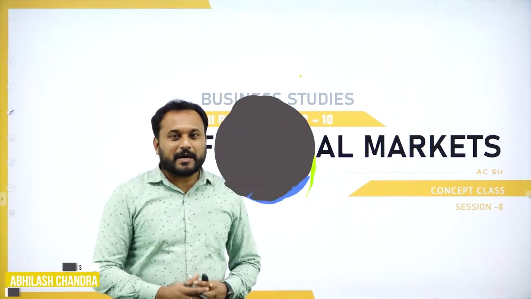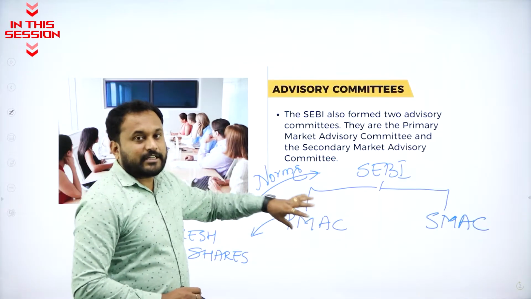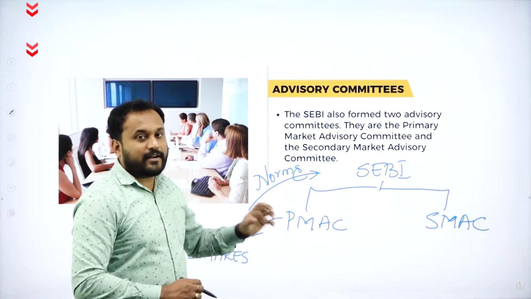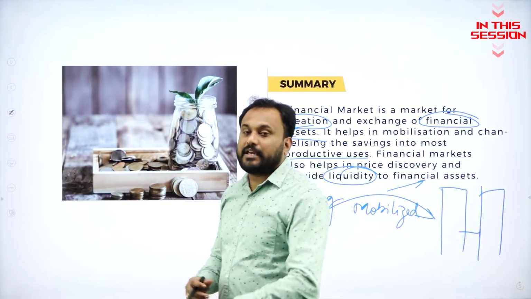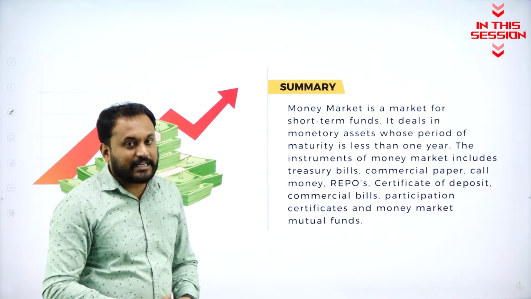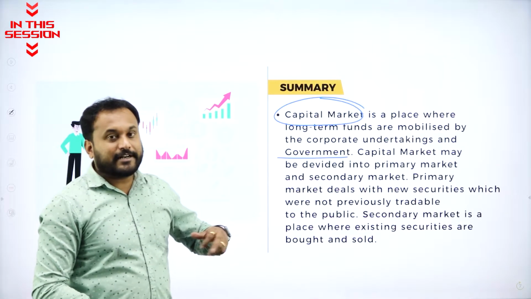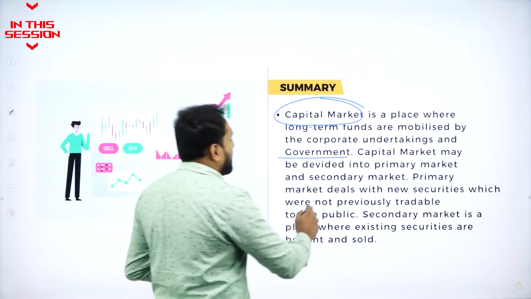That is financial market. Here in this chapter, I'm going to explain you more about the Sebi advisory committees. The primary market advisory committee will give all the rules and regulations which should be formed. Financial assets, you can actually make it into a liquidity, that is to cash. It can be easily converted into cash in financial market. Capital market may be divided into two, that is primary market and secondary market.